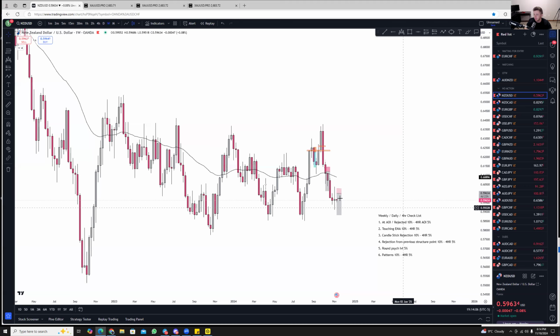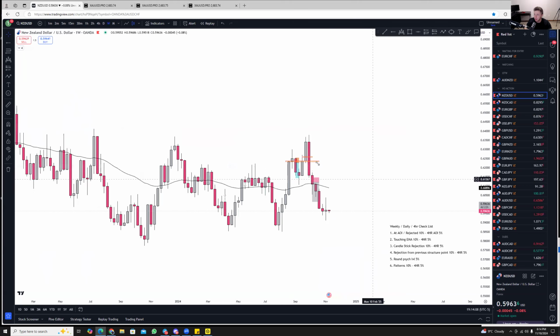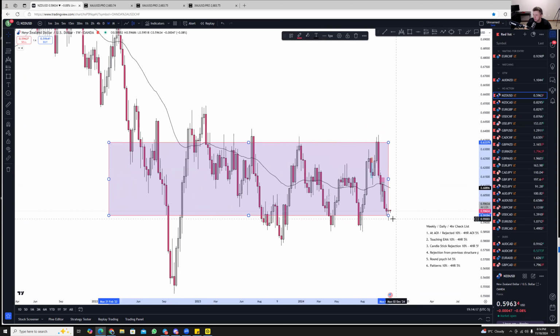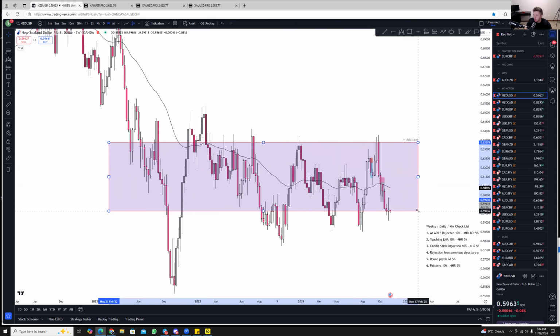Okay, so what does that mean? Well, let's get our daily or weekly zones so we kind of know what we're working with here. Weekly zones.